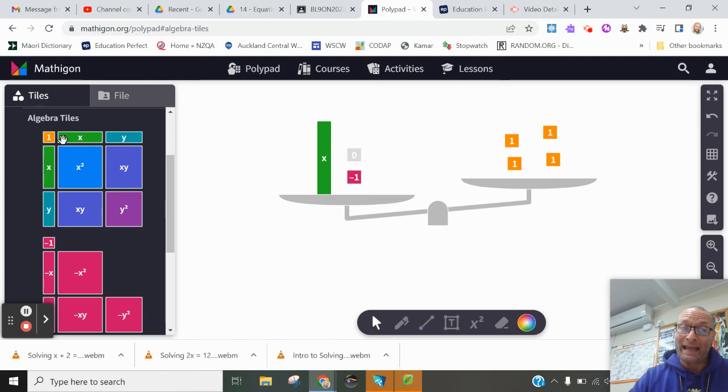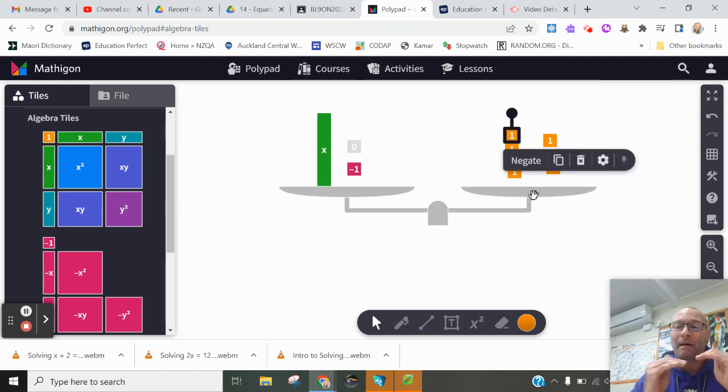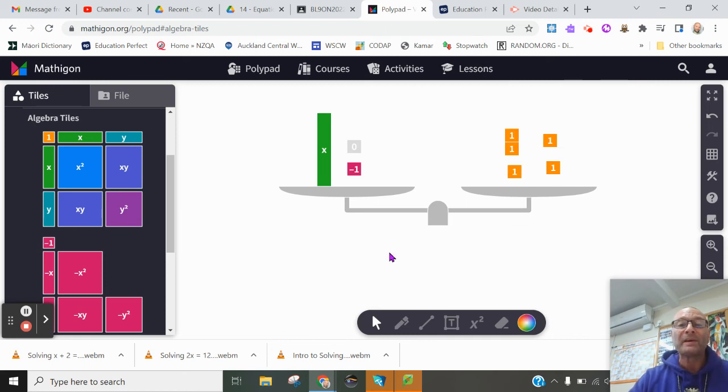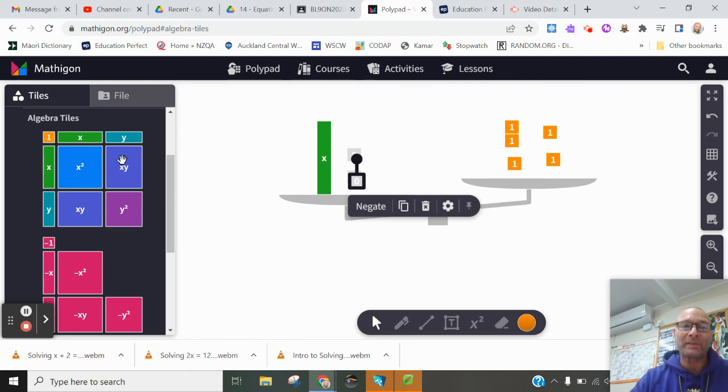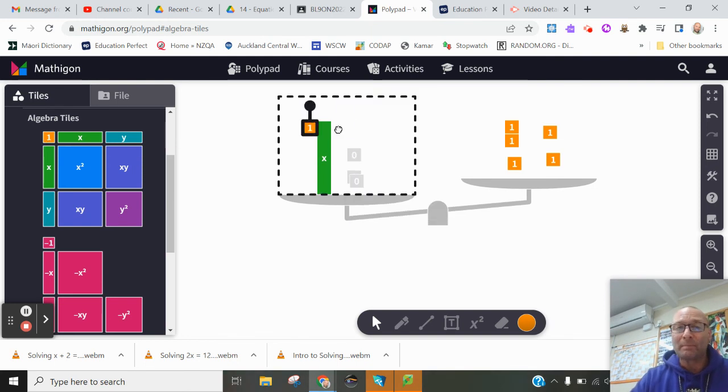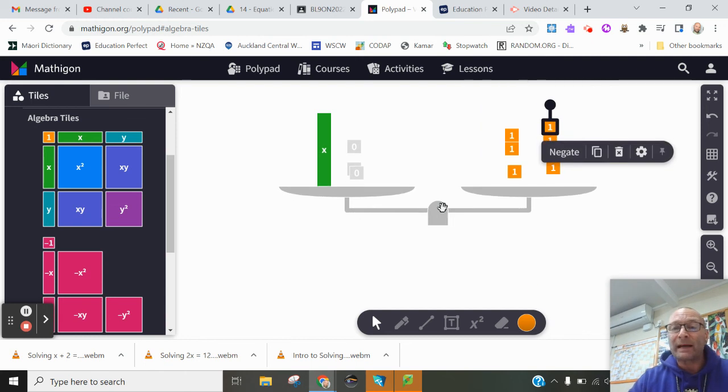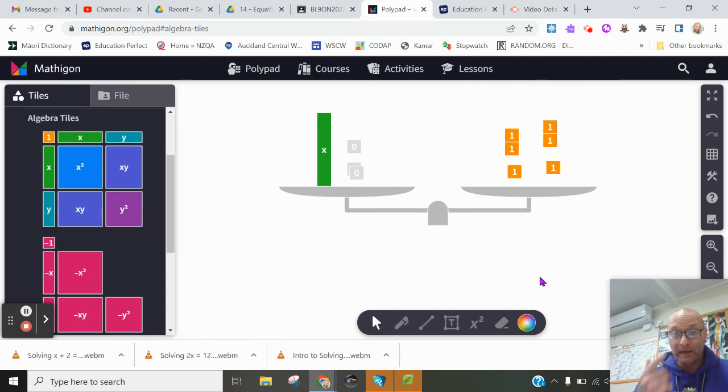Well, that means I've got to add a positive 1 to the other side to keep everything balanced. Notice it comes back to being balanced when I've done the same thing to both sides. I want to get rid of that minus 1. So that means I've got to take a positive 1 to cancel that out. It's unbalanced. Why? When things are equal, they're the same. So if you do something to one side, you must do it to the other.